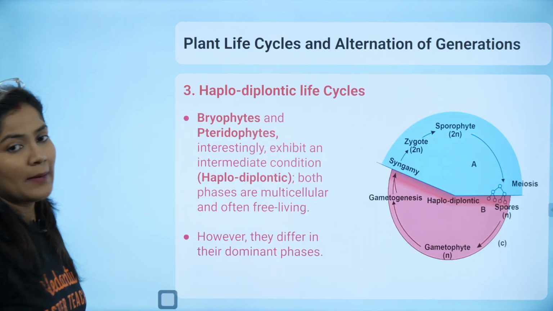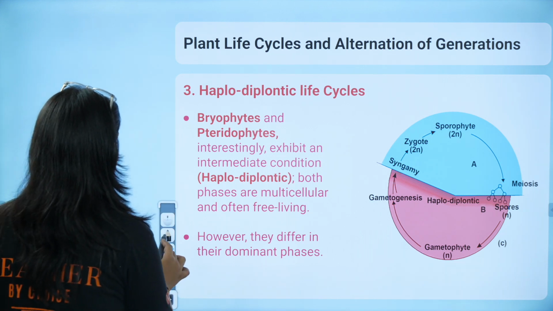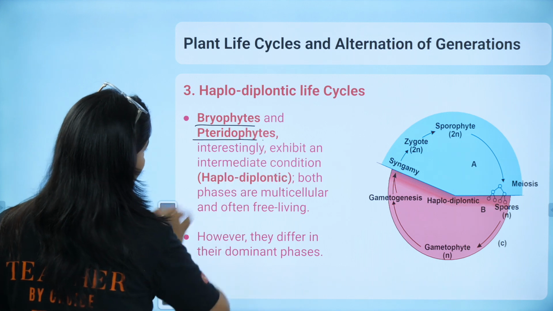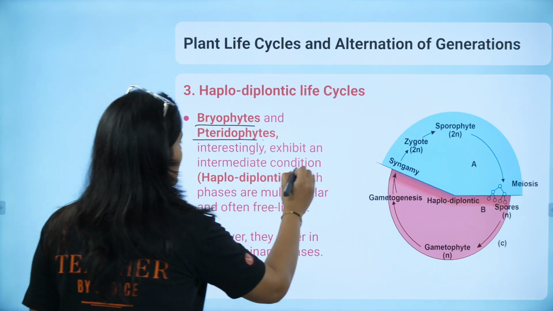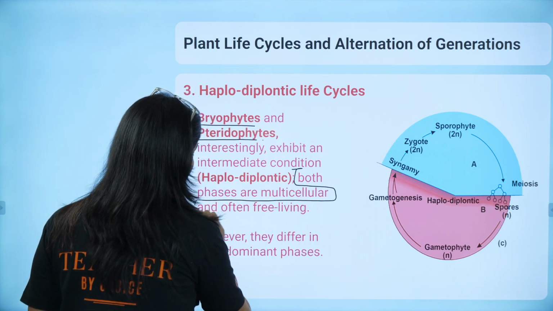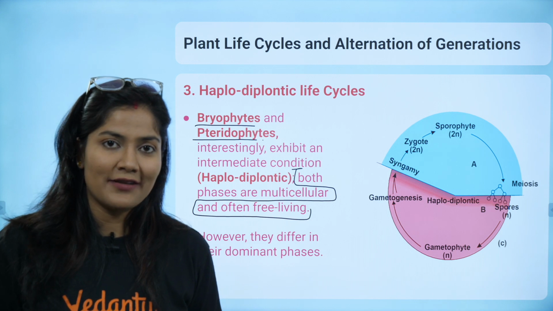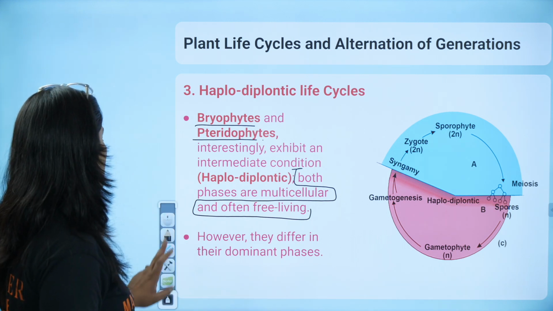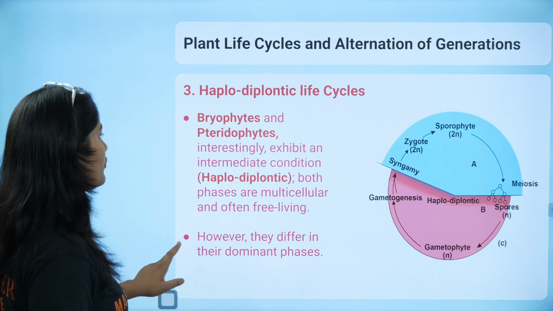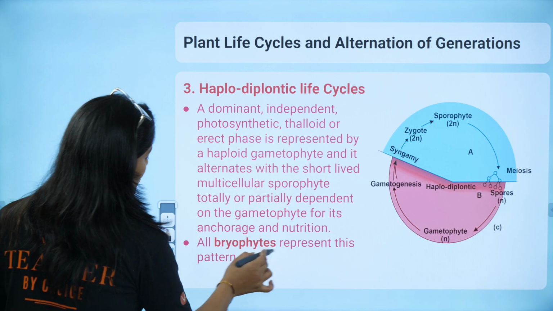The next one is Haplodiplontic life cycle. This kind of life cycle is shown by your intermediate plants, that is Bryophytes and Pteridophytes. In this, what is going to happen? Both the phases are multicellular and often free living, but there will be slight variation, right? So let's talk about the life cycle present in your bryophytes and pteridophytes respectively. The first case that we are going to discuss is your bryophyte.